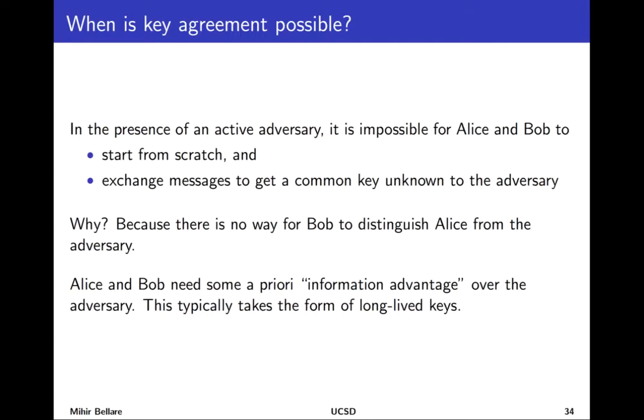The adversary can always impersonate Alice because Bob simply has no way or no information to distinguish Alice from the adversary. So realizing that, we see that if we want to solve this problem, we need something to get off the ground. We can't start from scratch as indicated here. We'll have to start with some information, something that gives these honest parties an information advantage over the adversary, something that Bob can use to authenticate Alice or vice versa. And we often call those things long-lived keys.